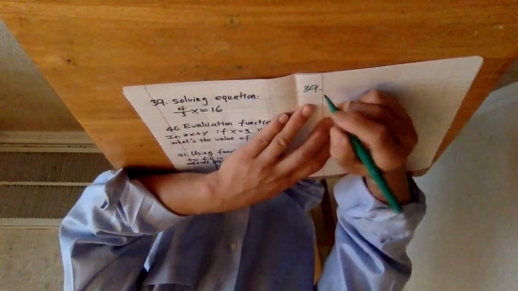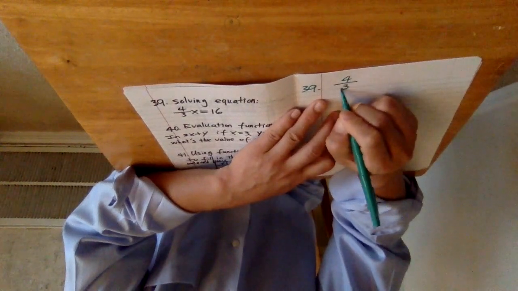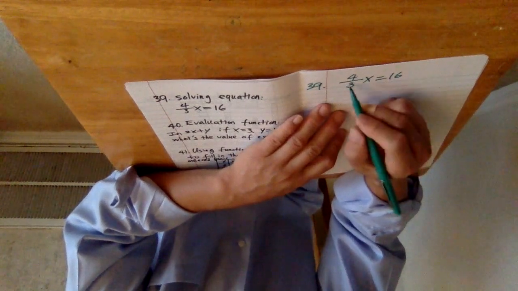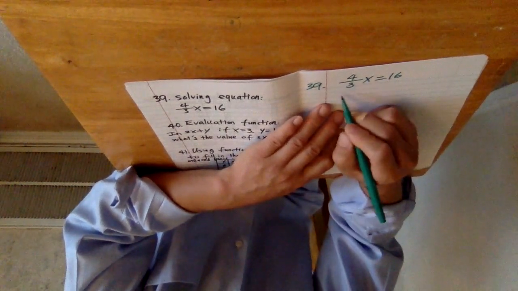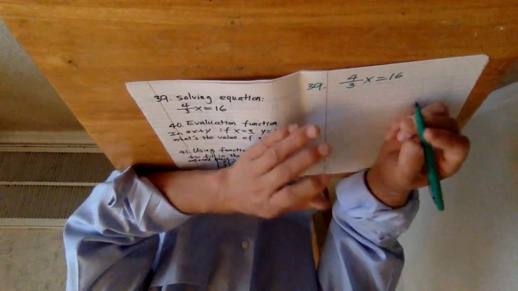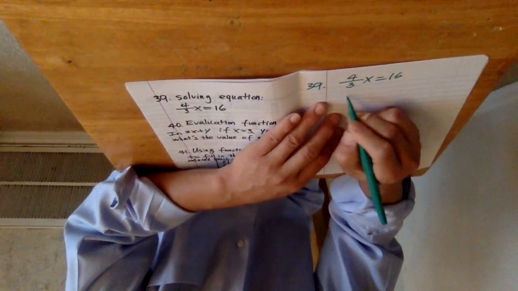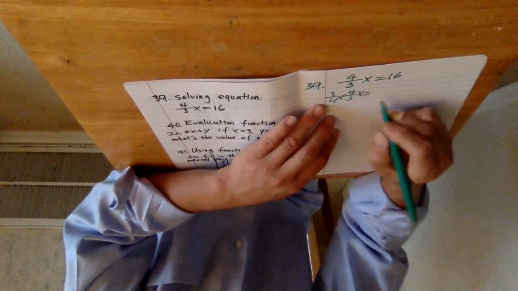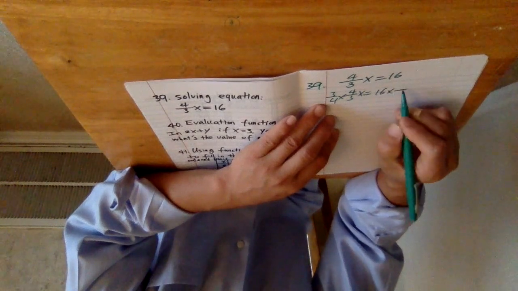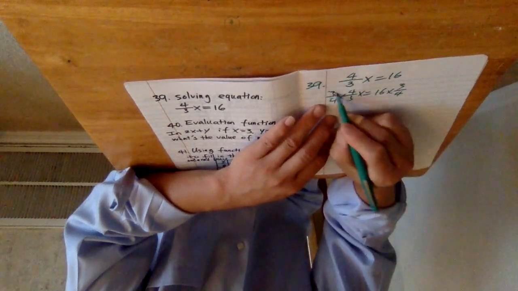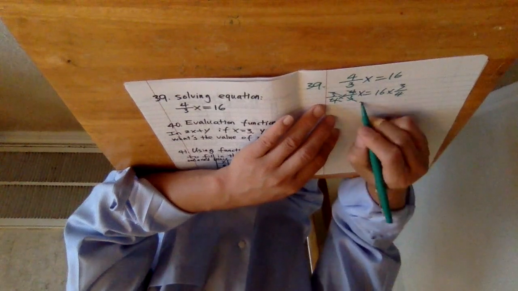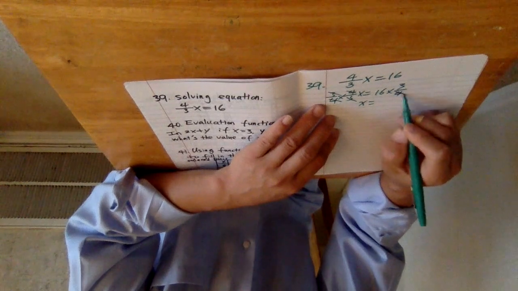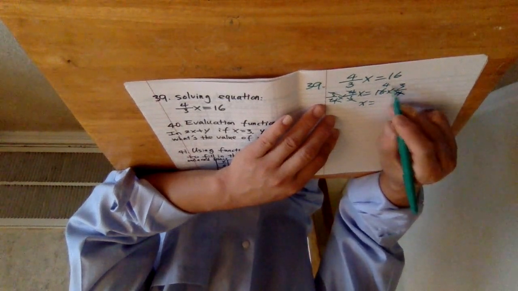Number 39, solving an equation. 4/3 x equals 16. The inverse operation of multiplying by 4/3 is dividing, or you can multiply. In this case, we can multiply by 3/4 on both sides. So that will cancel this fraction out. Make sure you multiply on both sides. So 3 and 3 cancel out, 4 and 4 cancel out. x equals 16 times 3/4. 4 goes into 16 4 times. Now we have 4 times 3 is 12.